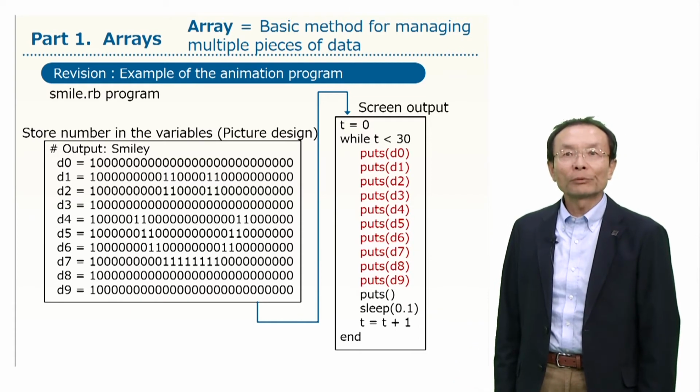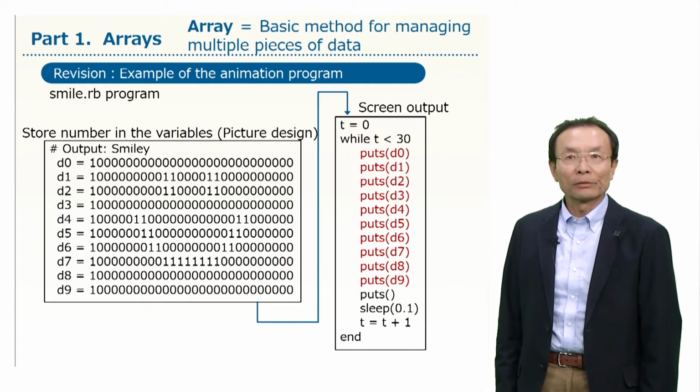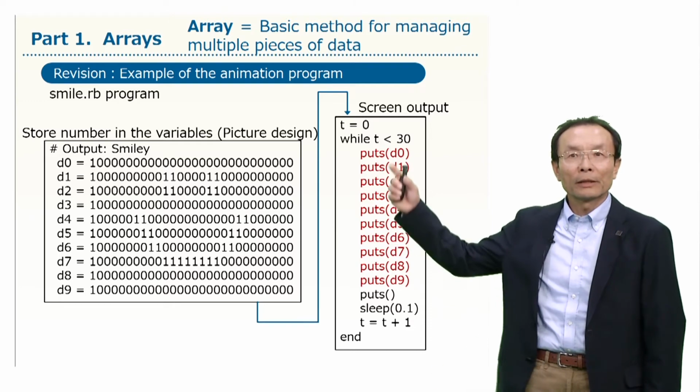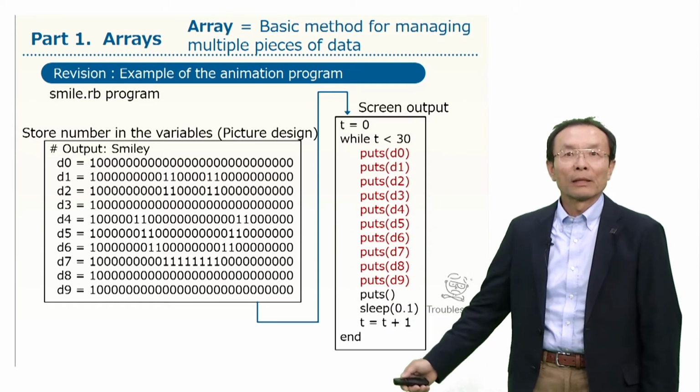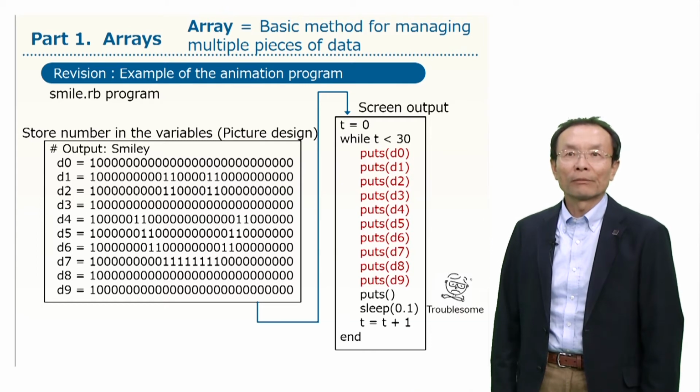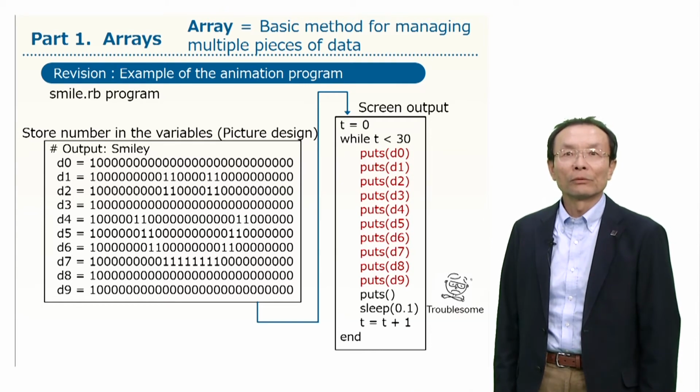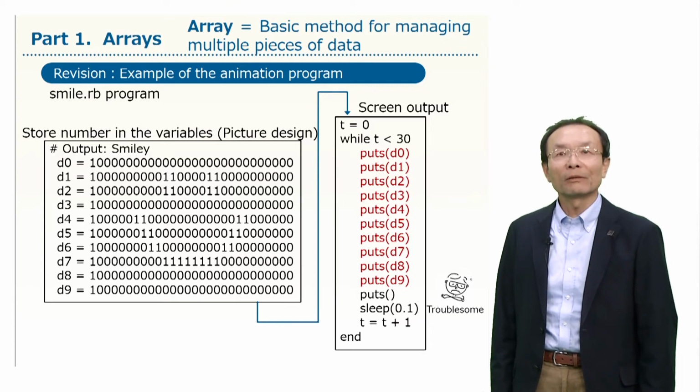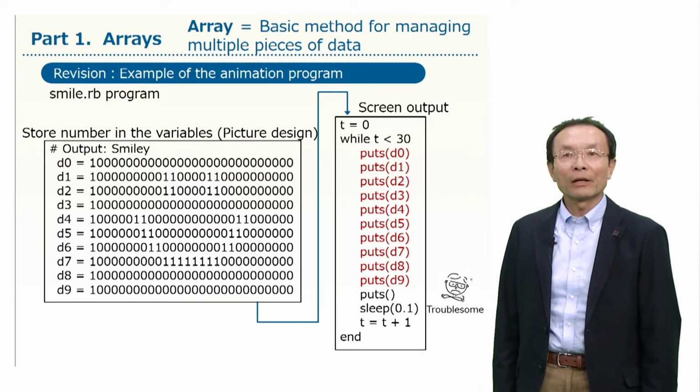Note that for outputting 10 variable values to the screen, we wrote 10 puts commands. Some of you might find it bothersome to write the same puts command over and over again. In this example, we only needed 10 variables, but it would be very annoying to write it over and over again when using 20 or 30 variables. This is where an array really comes in handy.